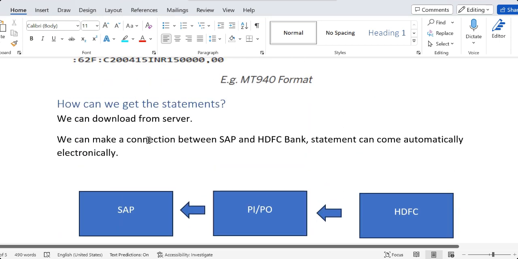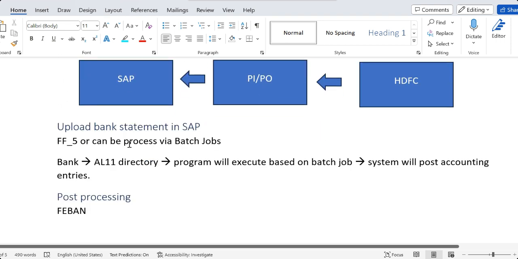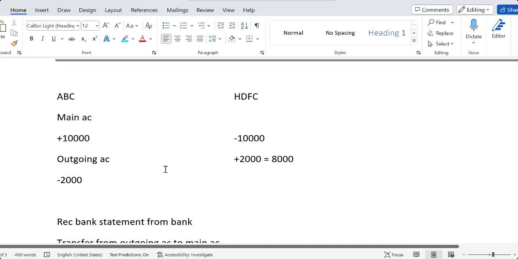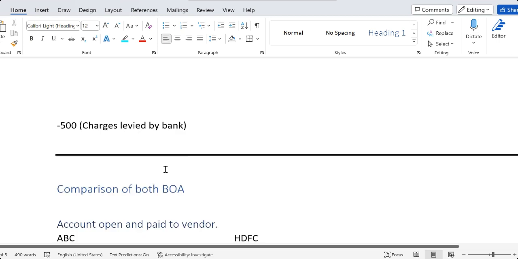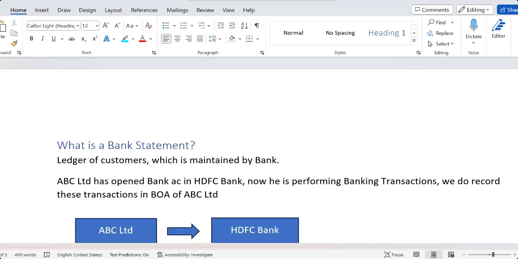Okay, and we have discussed the integration between the bank and SAP, and we have seen the post processing T code as well. So we have just missed out the technical things, the configurations. We'll discuss them in the next video in detail.